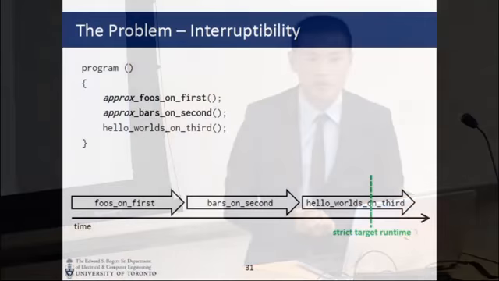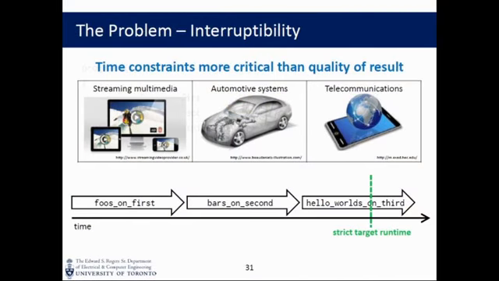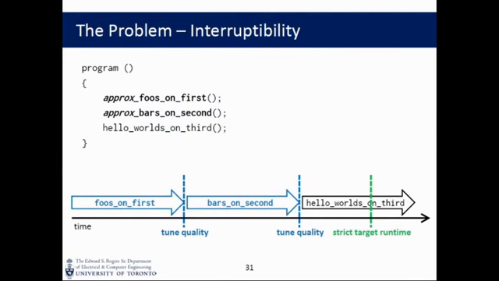Second is the notion of interruptibility. A big motivation for approximate computing is its use in real-time systems. These are cases where the time constraints can be more critical than the quality of the result, such as automotive systems and telecommunications and so forth. So the question naturally is, can we apply approximate computing to some general application in a real-time system and have it meet some strict target runtime? Fair and simple, okay.